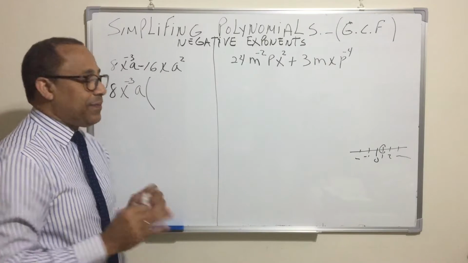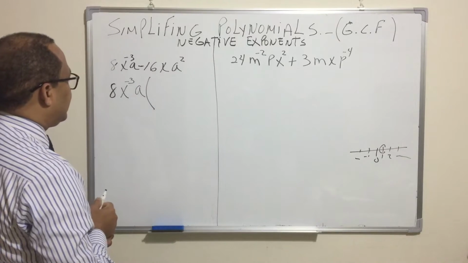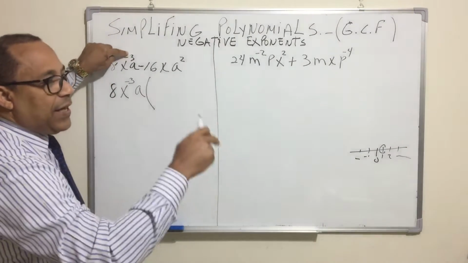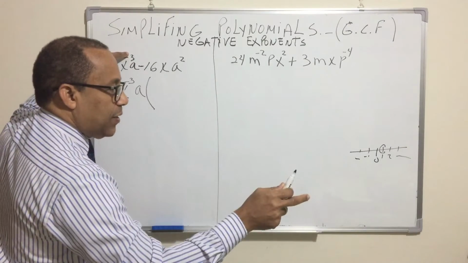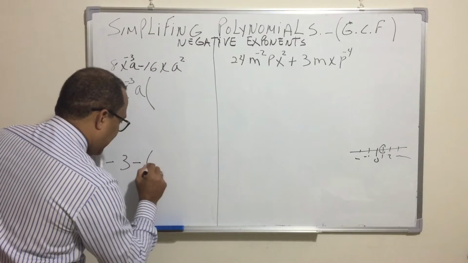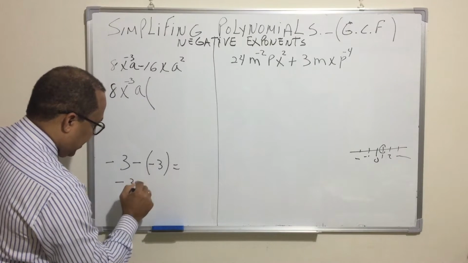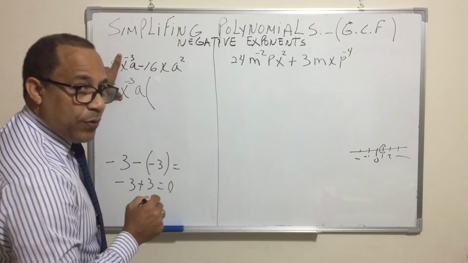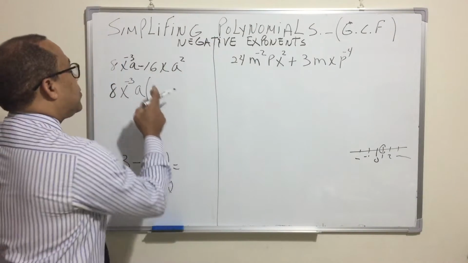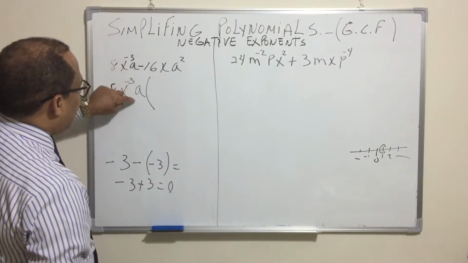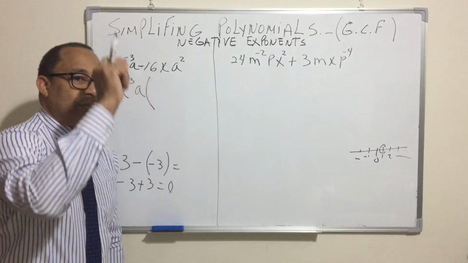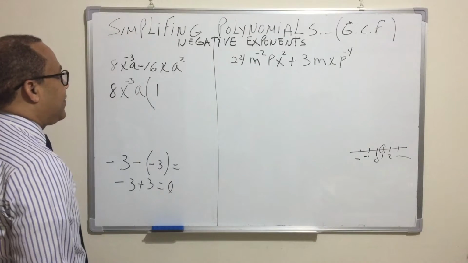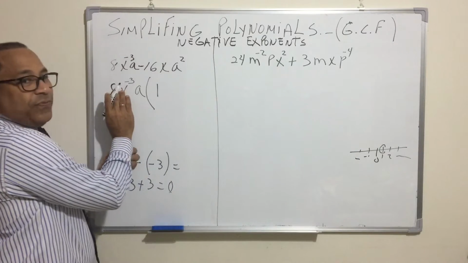Let me show you why it is 1. 8 divided by 8 is 1. X to the negative 3 divided by x to the negative 3, let's subtract exponents. Negative 3 minus negative 3 will be negative 3 plus 3, which equals 0. So this will be x to the 0. But we already know that x to the 0 is equal to 1. A to the first divided by a to the first: again, 1 minus 1 is 0. A to the 0 is 1. So the term that I'm going to have here is the number 1. 8x to the negative 3a divided by itself is going to be 1.